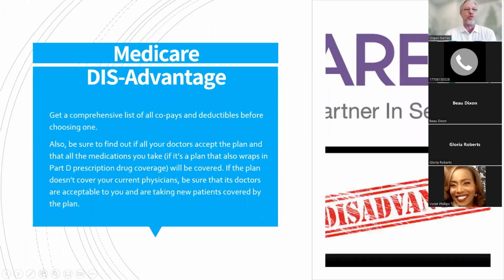So when you do, if you do, and many of us probably will, buy a Medicare Advantage plan, get a comprehensive list of all the copays and deductibles before you choose the plan for you. And also go ahead and make sure that the physicians and specialists who you see will take that plan, and also make sure that the prescriptions that you take will be covered under that plan. And if it doesn't, then make sure that you can live with someone new. And make sure that that someone new is taking new patients.